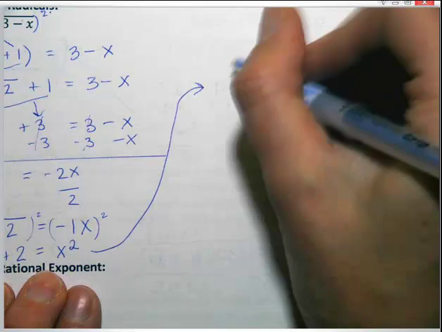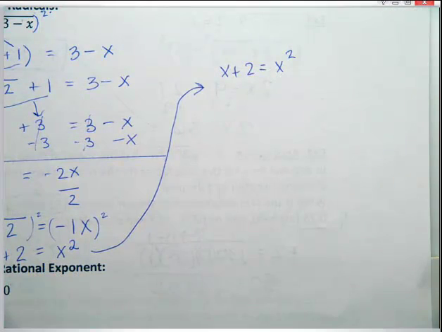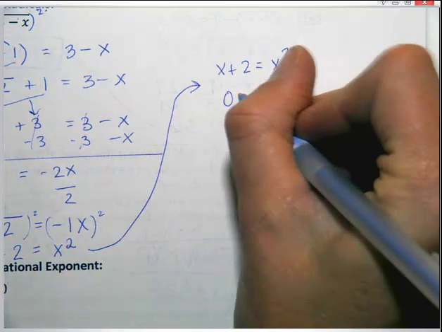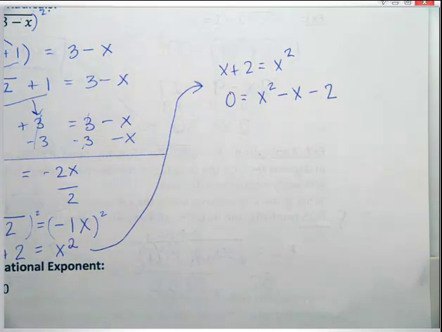So now I have x plus 2 equals x squared. What do you think I should do from here? Cody? Okay, subtract x and subtract the 2. Set equal to 0. So let's make this 0 equals x squared minus x minus 2. How did I know to do that? I knew there was an x squared and an x in the problem. I have to use quadratic techniques. So let's try to factor.